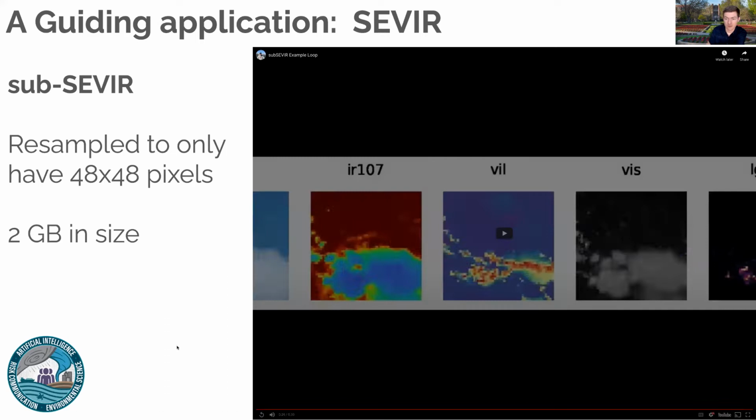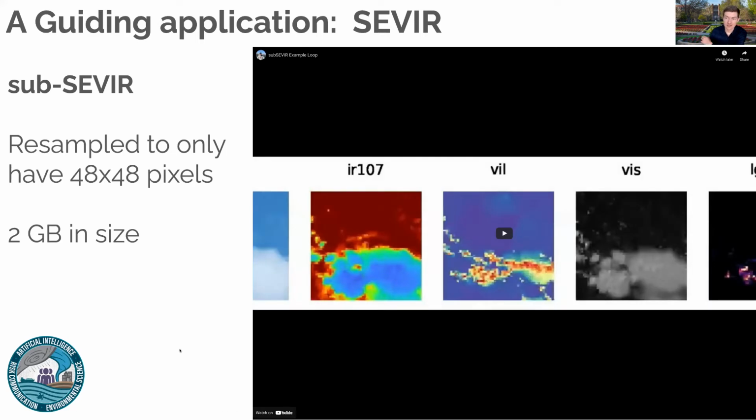So it's a much more manageable data set, but it does lose a little bit of the information content that the original data set has. But it should still allow you to get your hands wet and figure out how to play around with these XAI techniques. So if you go to the next slide.